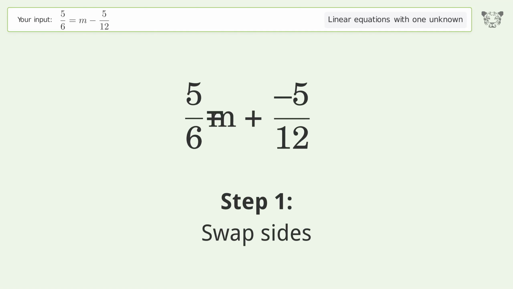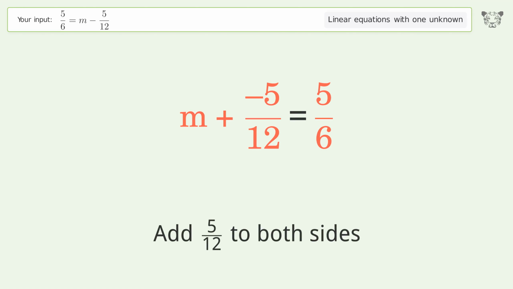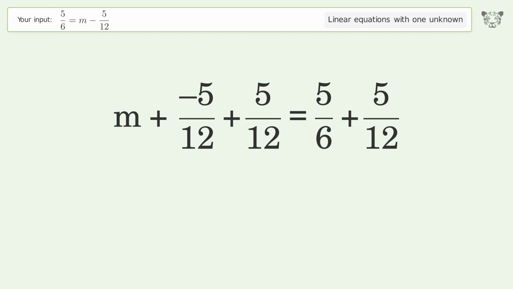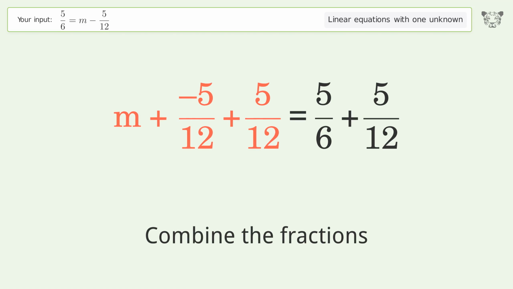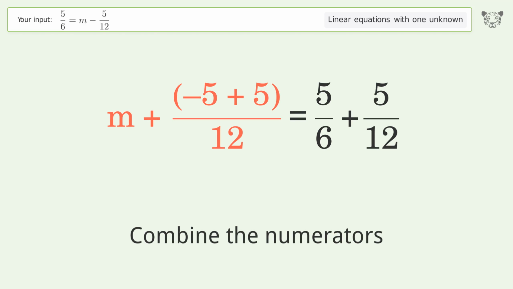Swap sides. Group all constants on the right side of the equation. Add 5/12 to both sides. Combine the fractions. Combine the numerators.